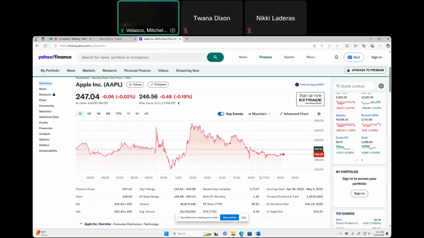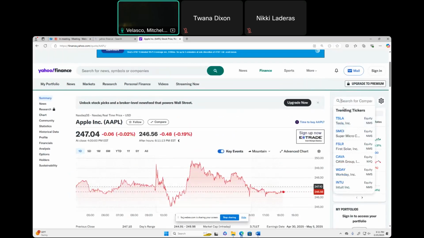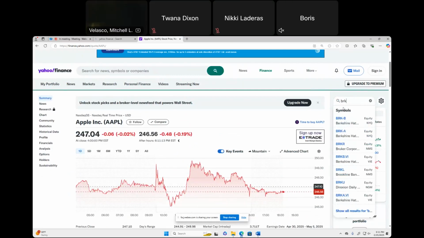Now, in contrast, I'm going to show you a stock that's not liquid, so you can see the difference. Let's look at Berkshire Hathaway. This is Warren Buffett's company.